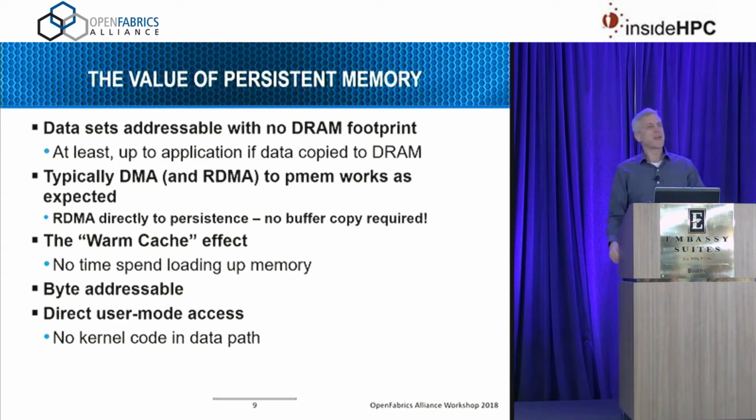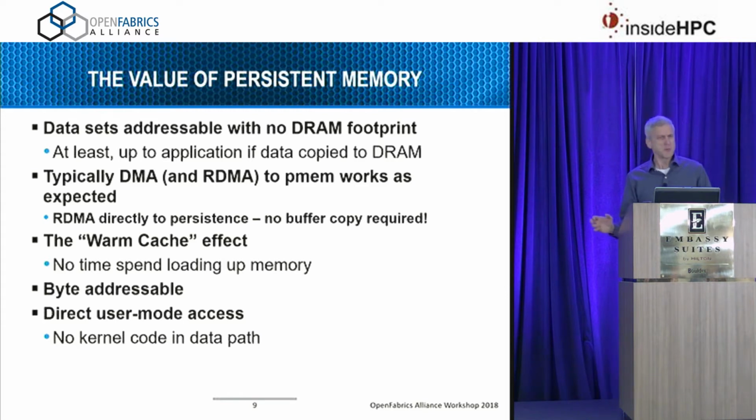You also get this warm cache effect, which is pretty interesting. One of the values of persistent memory is that you can store an entire in-memory database in the persistent memory instead of DRAM. And after the system goes down and comes back up, it's still there. So instead of taking potentially hours to reload some huge database, you can be up in seconds. We've already talked about byte addressable, but also since it's byte addressable, and since it's memory, you could imagine giving this to applications for direct user access.